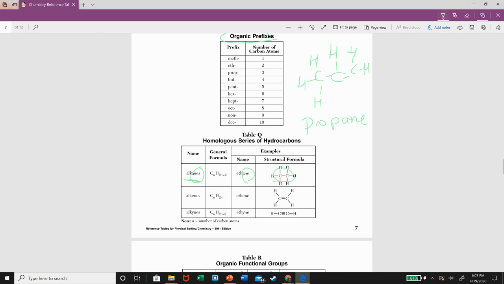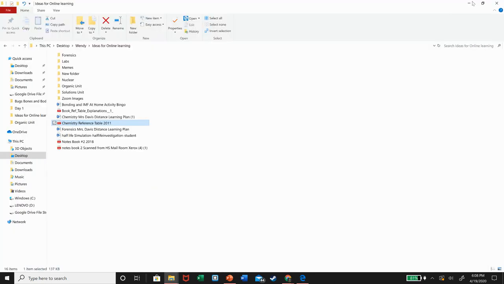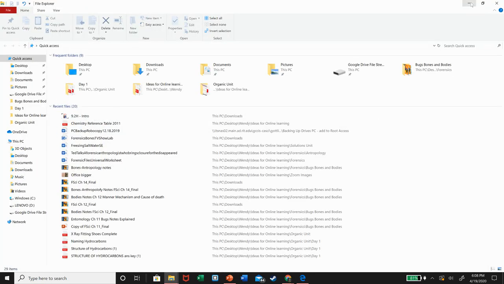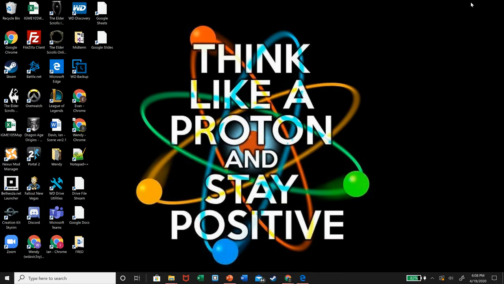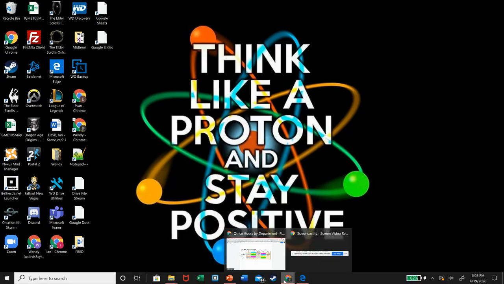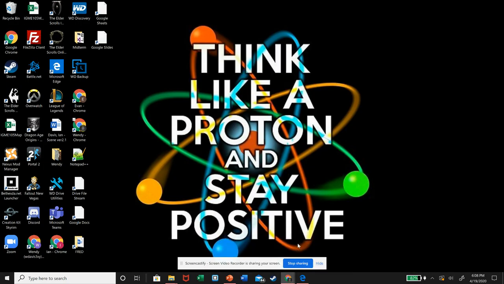I have three carbons, so I still have prop. And now I have a double bond, right? So I have a double bond present. So now the ending is not going to be A-N-E, but the one with the double bond ends in E-N-E. So that's propene. Okay, so that's just a brief summary of Organic Chemistry 1. And in our next set of notes, we will focus more on drawing and naming.